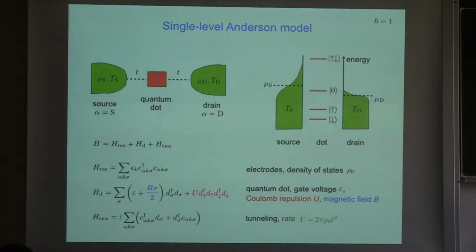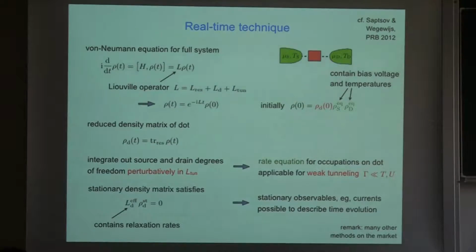And the basic quantity to study this here is the so-called tunneling rate, gamma, which is the product of T squared times the density of states here. And, well, h bar is equal to 1 here. We are always in the quantum limit.